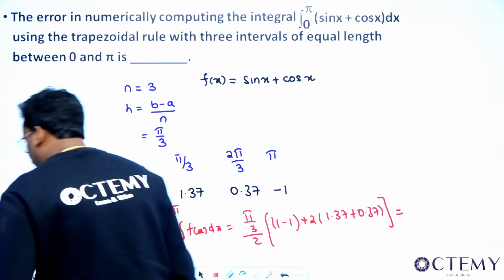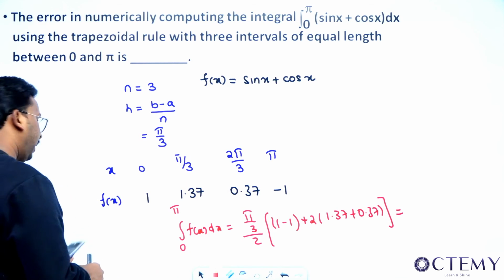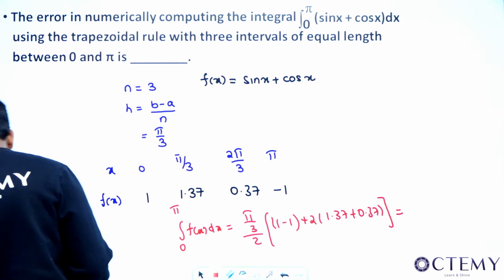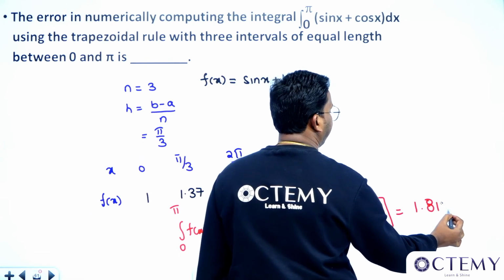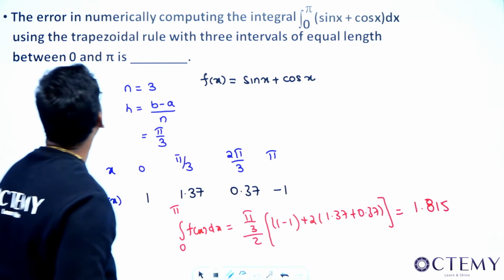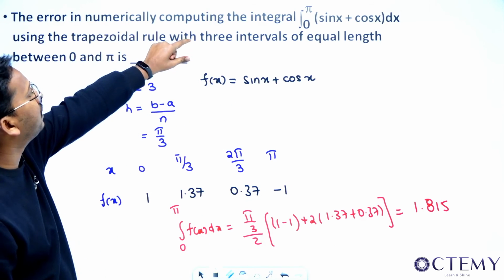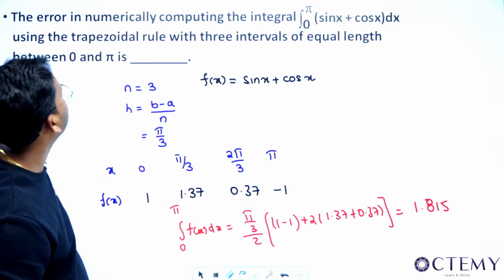If you calculate this, what are you going to get? You are going to get 1.815. Right? Now, what is he asking in the question? He is asking you the error in the numerical computation using the trapezoidal rule, the error between this and the exact value.